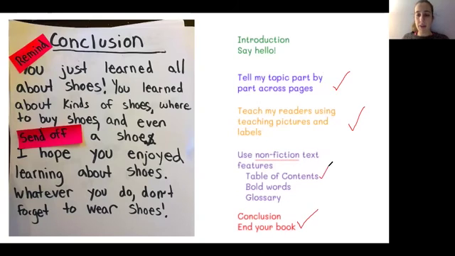So I had my table of contents, I had my bold words, I have my conclusion. I teach my reader using teaching pictures and labels, and I tell my topic part by part. So what I'm missing is an introduction from my book, and I'm missing a glossary. So these are some things that I could work on today in writing workshop.